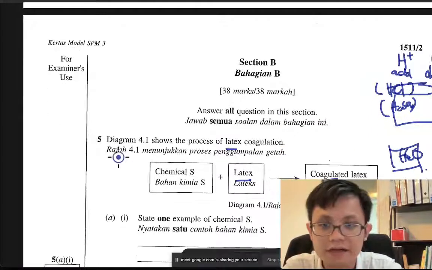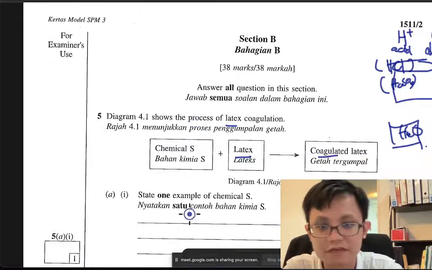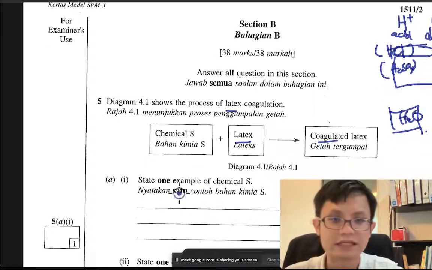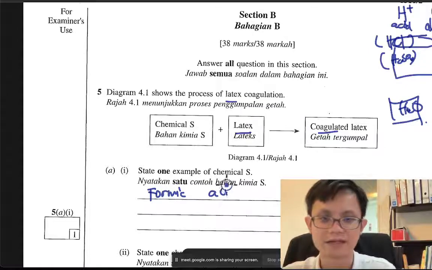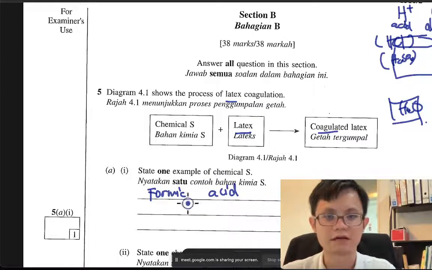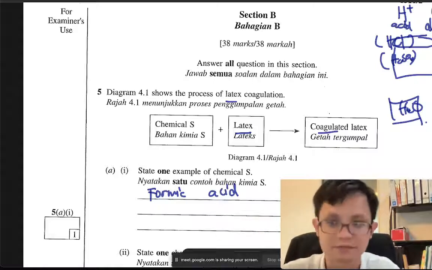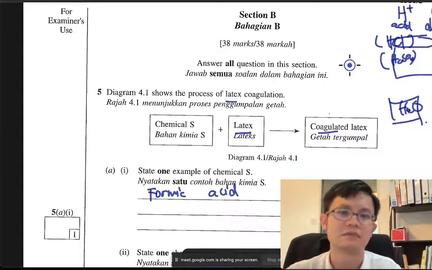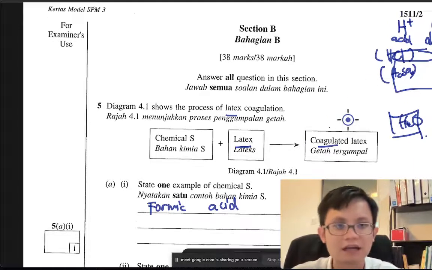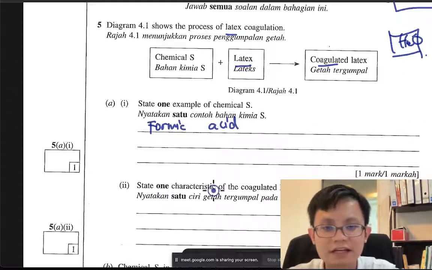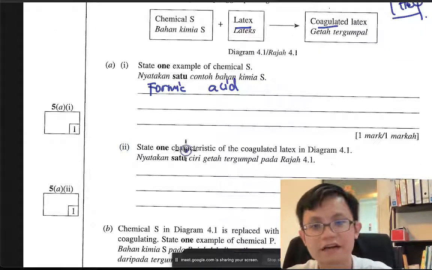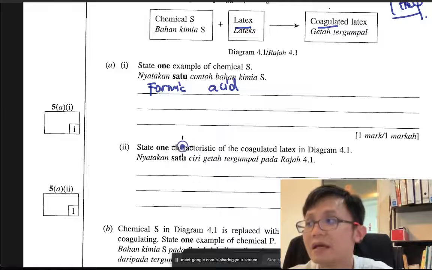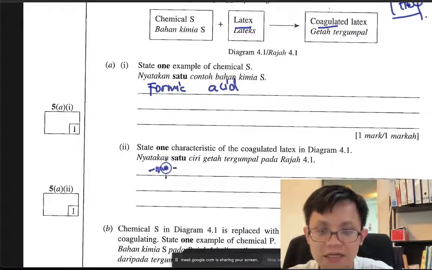Diagram 4.1 shows the process. State one example of chemical X. So we can say this is formic acid. Actually, any acid will do, but the marking scheme says formic acid, so I just put formic acid. State one characteristic of the coagulated rubber. So the characteristic: the rubber will be hardened or more elastic.